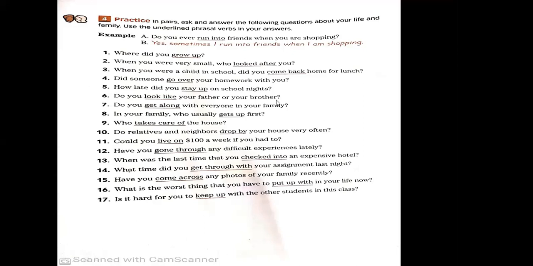Do your relatives and neighbors drop by your house very often? No. Complete answer, please, Sammy. I want from you a complete answer. No, they don't drop by my house often. Or you can say, yes, they drop by my house often. Question number 10, do relatives and neighbors drop by your house very often? What does it mean by drop by? Do you know? Yes, Mr. Can I say? Yes. Visit. Excellent. Yes, visit.